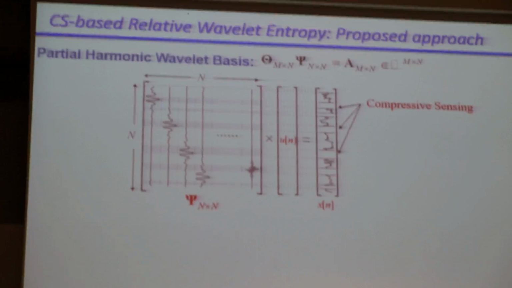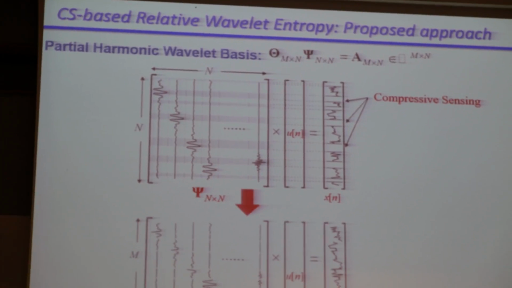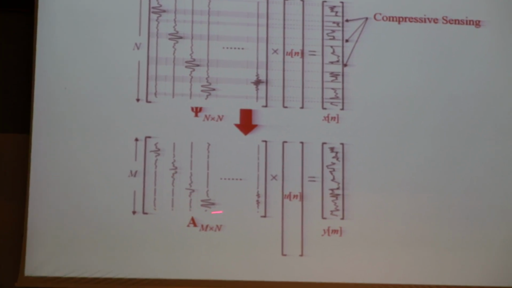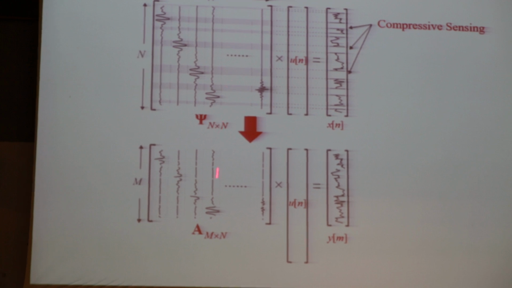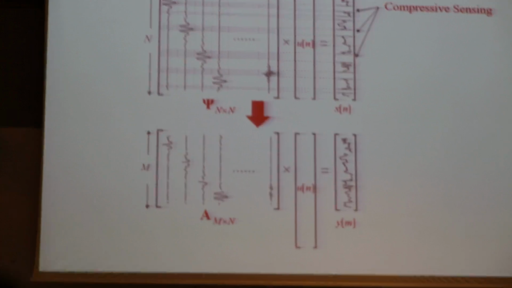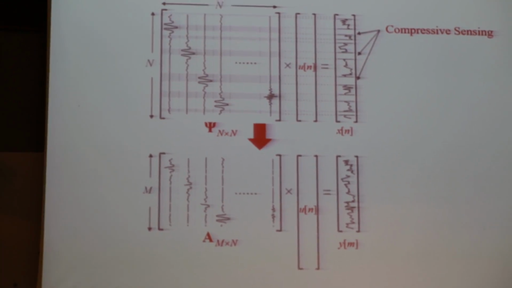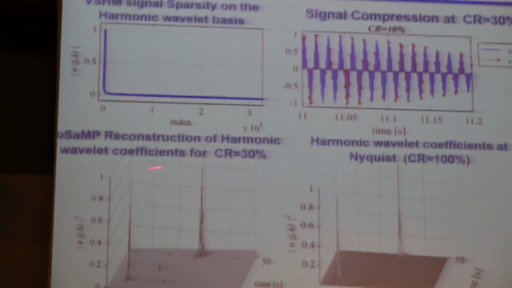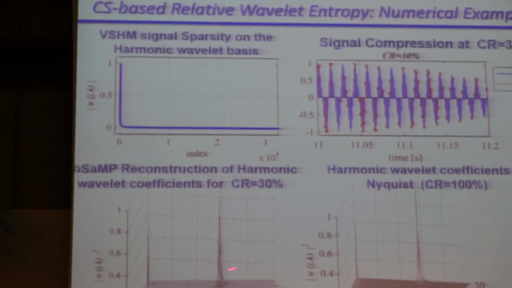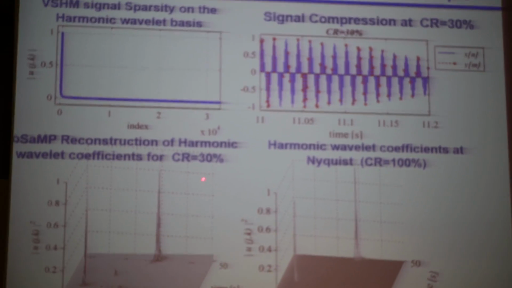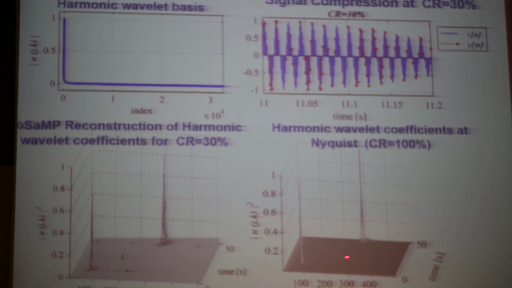So we have a sparsifying basis function, and now through compressive sensing, we can go on and define our sparsifying matrix together with our random sampling matrix. So we have a partial harmonic wavelet basis, we simply use the CoSaMP algorithm for sparse reconstruction, and this is the map that we are getting with a compression ratio of 30%. That's 70% lower than the Nyquist frequency compared to what we have with the full frequency.